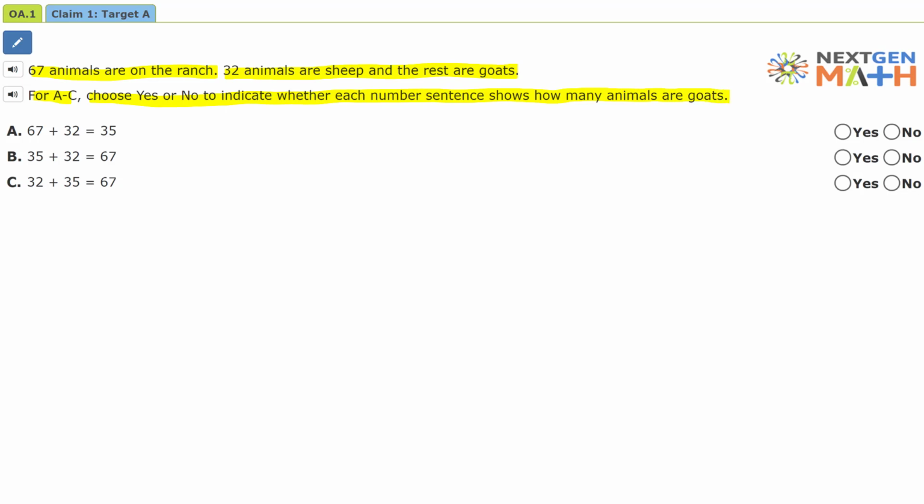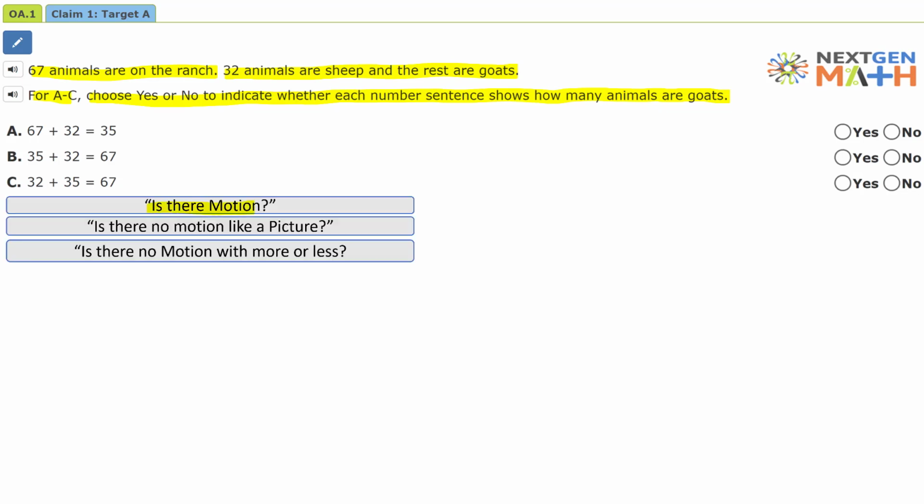Let's reread this problem with these questions in mind. Is there motion? Is there no motion, like a picture? Or is there no motion with words like more or less in there? This will help us understand the graphic organizer that we'll use to solve this problem.